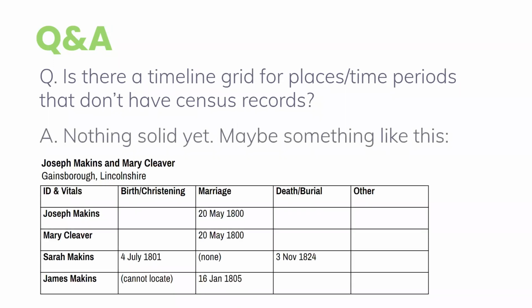Well, I've played around with this and I actually haven't found anything that I really totally like yet that seems to work. So if you're working in that kind of a time period, here's something you could consider. So we keep the first column for the ID and vitals. Then you could just have birth, marriage, and death because those are usually the key events that got documented prior to the census. And then you could have another column for notes or wills or land records or whatever you may find.